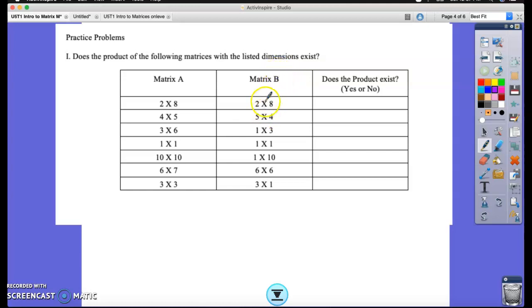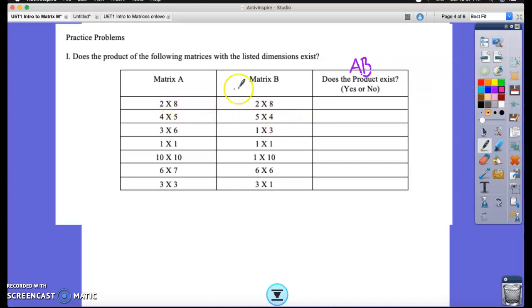Matrix B, it's capital. It's usually the second one, okay? So I just want you to know, if I tell you the dimensions of matrix A and I tell you the dimensions of matrix B, does the product AB exist? Yes or no? So let's go through and do these ones.